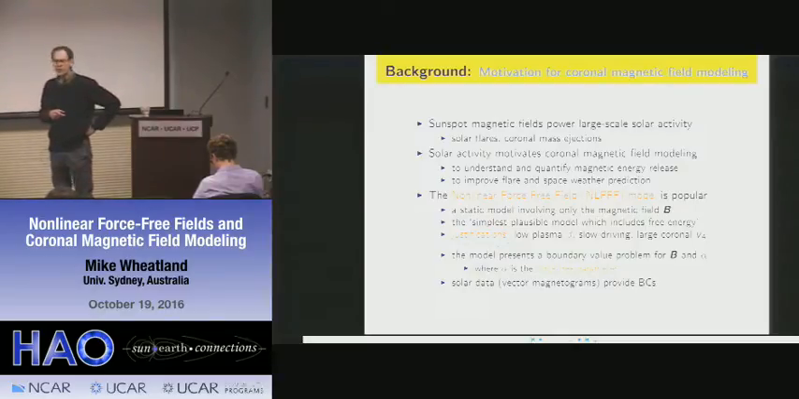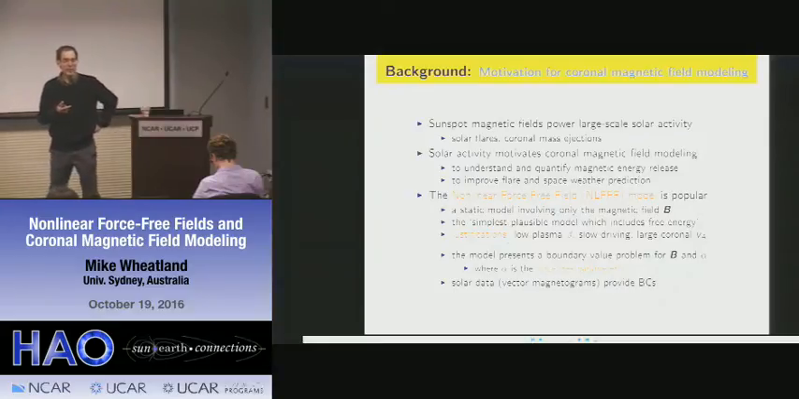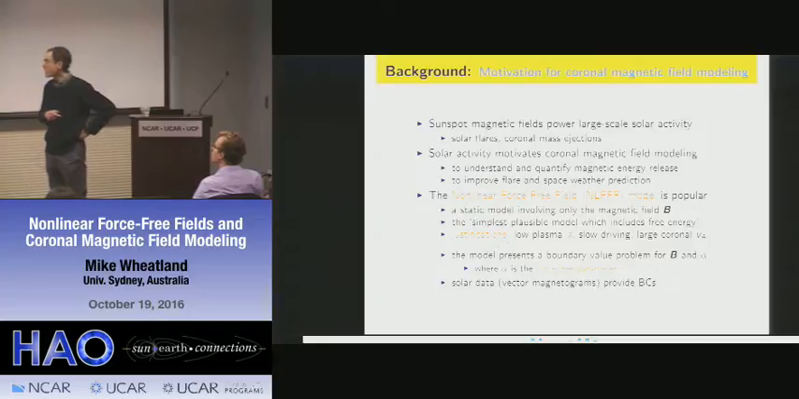The model itself then presents a boundary value problem for the magnetic field, but in fact there's an additional dependent variable in the problem that determines the values of the electric currents locally that are there in the field. So that's this alpha parameter that I'll explain in a moment. Alpha is called the force-free parameter, or I will call it that.